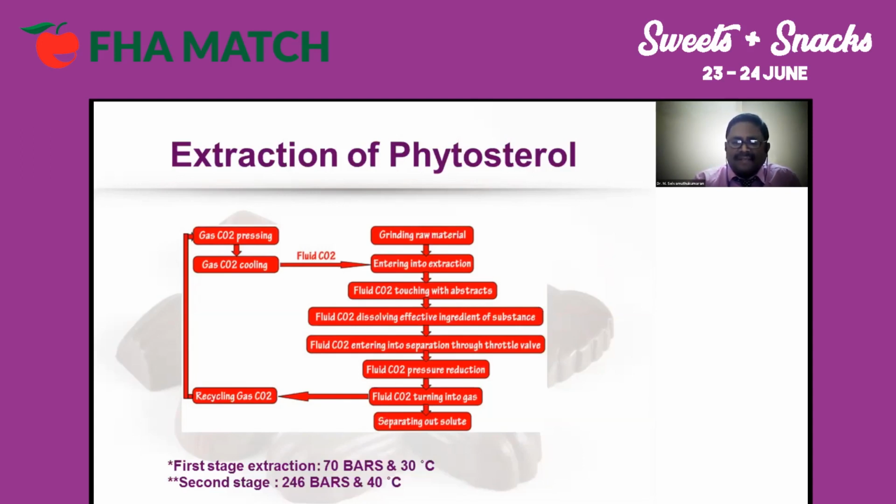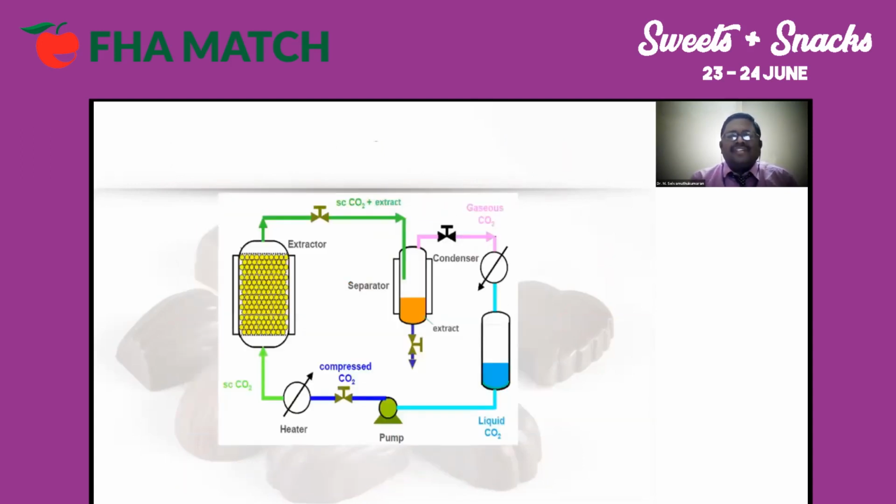Next, I'm going to show the illustrations. You can easily understand. Through a pump, we are sending compressed CO2 to the extractor tank, which is made of stainless steel. In this extractor tank, we feed the raw material, say wheat germ, 5 kg, 10 kg, whatever the material you want to extract, and you pass the compressed CO2 inside. And here the extraction will take place at 70 bar pressure, first stage extraction at a particular temperature, say 30 degrees Celsius.